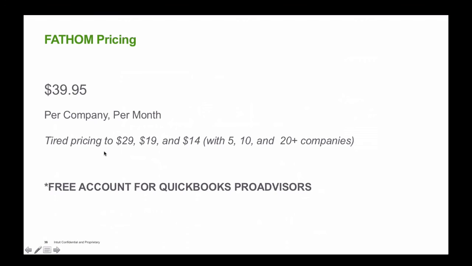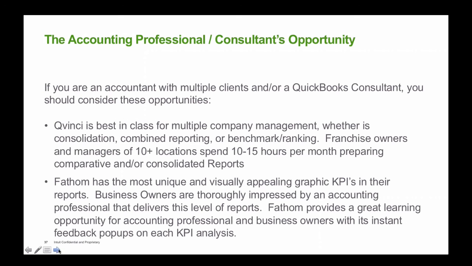Okay, so let's wrap up this webinar. I know we're a little bit over time. Fathom is $40 per company per month. There is tiered pricing down to 29, 19, and 14 based on the number of companies. So if you're an accountant or a multi-company business owner, you will get better pricing per company as you have more volume. And as I mentioned, if you're a QuickBooks ProAdvisor, you get a full, complete free account for your own firm that you can use to demo and play with it.